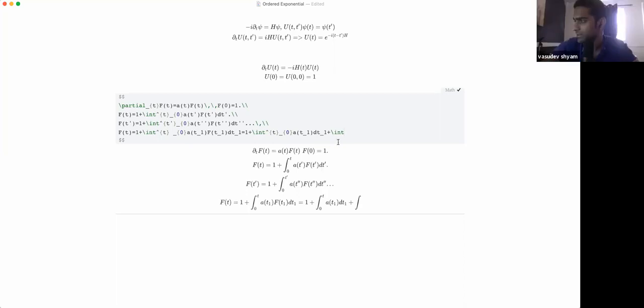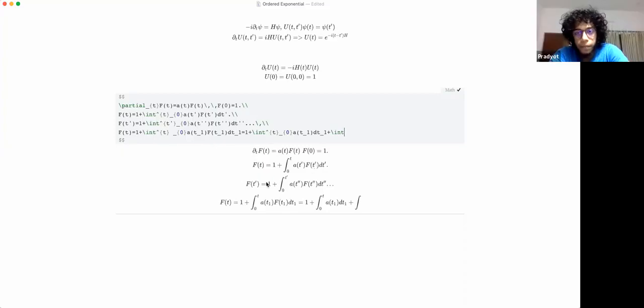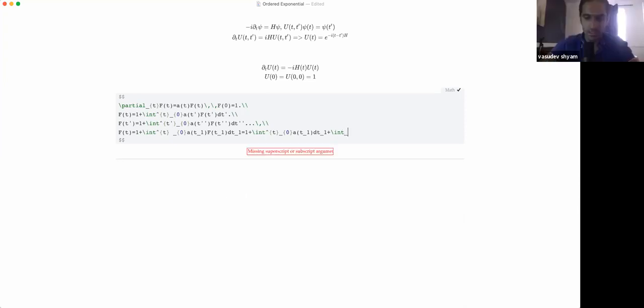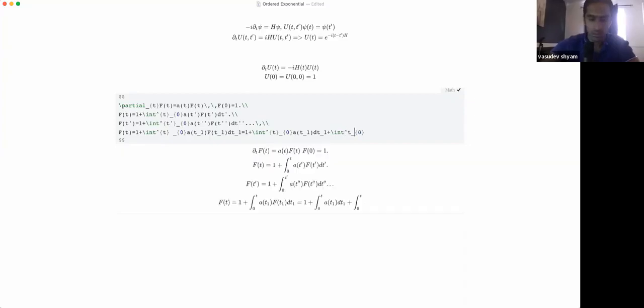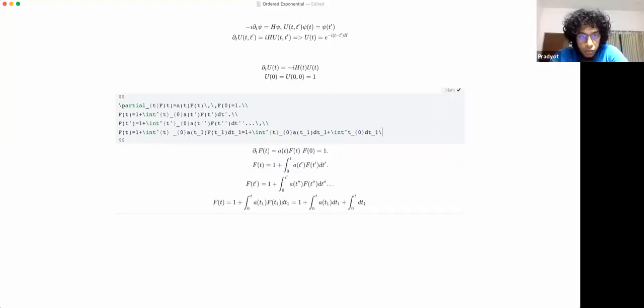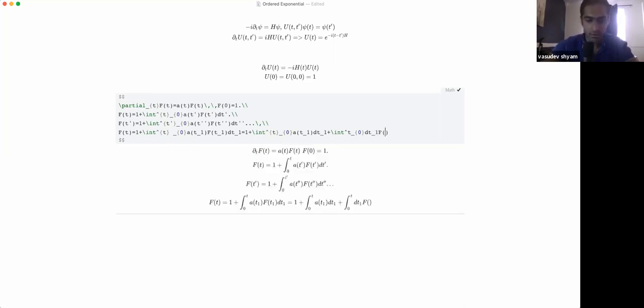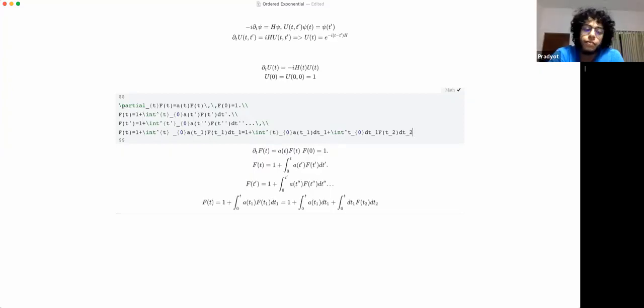Wait a second. Let's see if we've done this right. We expanded the original f. The original f had a of t1 and f of t1, but f of t1 starts with 1, so that's all we have here. Now this goes from 0 to t, with dt1, and in principle we should say that we have f of t2 dt2. But now you see the pattern, right? I could then expand this again.